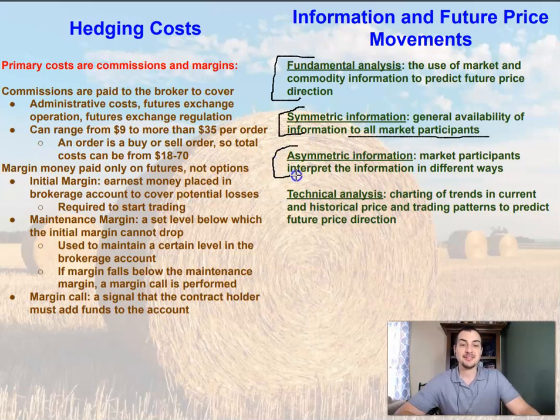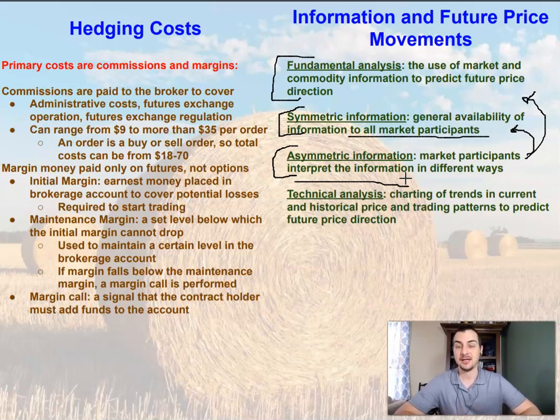Then we get into asymmetric information. The market participants are going to use this fundamental analysis, and they're going to use this symmetric information, but they're going to interpret the information in different ways. So somebody may look at a USDA report and say, well, I think that, like Bill said, prices are underestimated, so I'm going to interpret that data that way. But then you have Tom who says, oh, they're overestimated. So we have two different market participants interpreting this information in different ways, leading them to do what they believe is best.